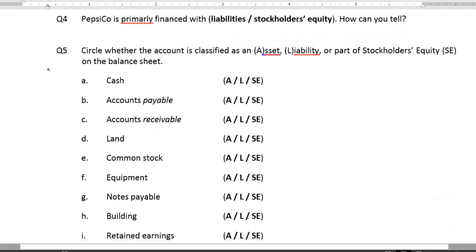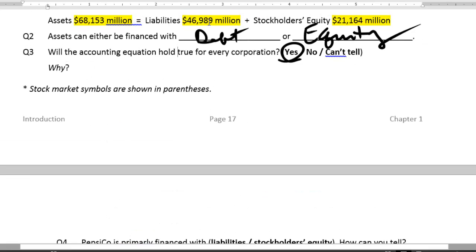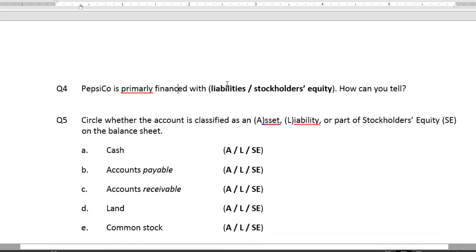PepsiCo is primarily financed with what? Liabilities. Why? Because look, liabilities of 46, now get this, $46 billion. Stockholders' equity is only 21 billion. So most of the investment comes from liabilities and not stockholders' equity. They have a huge amount of debt here, believe it or not.